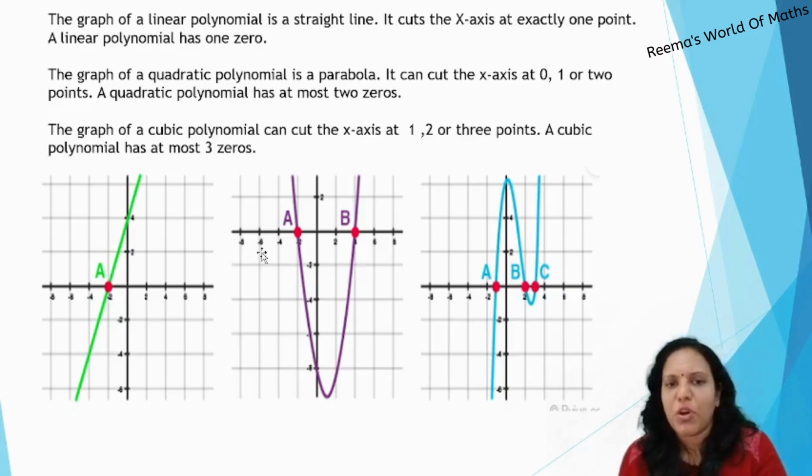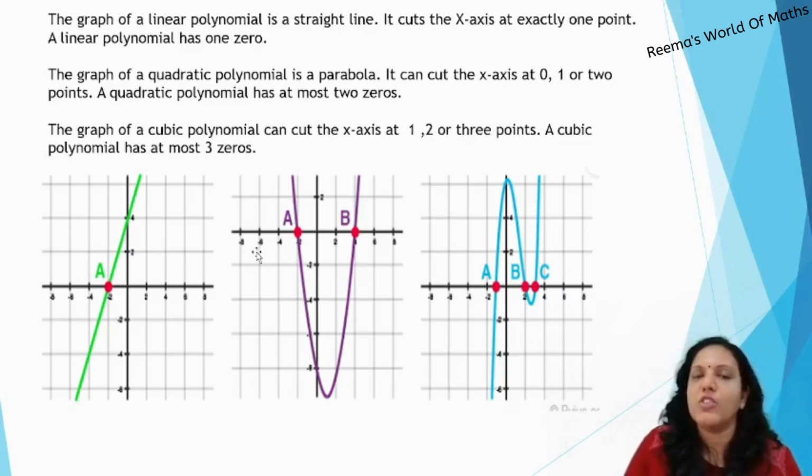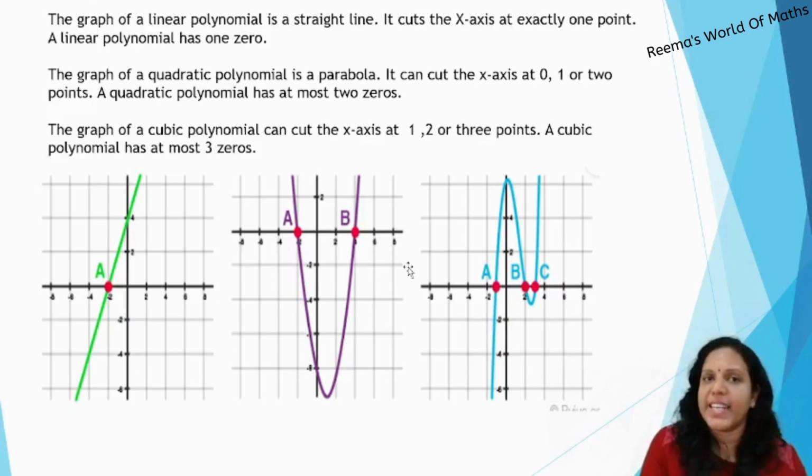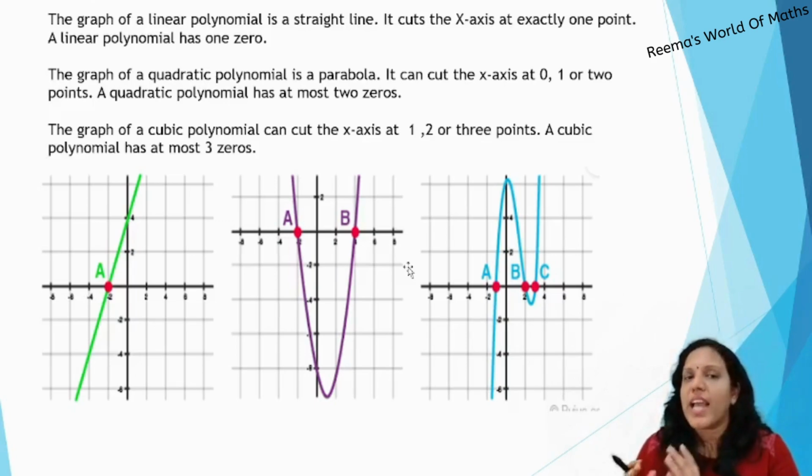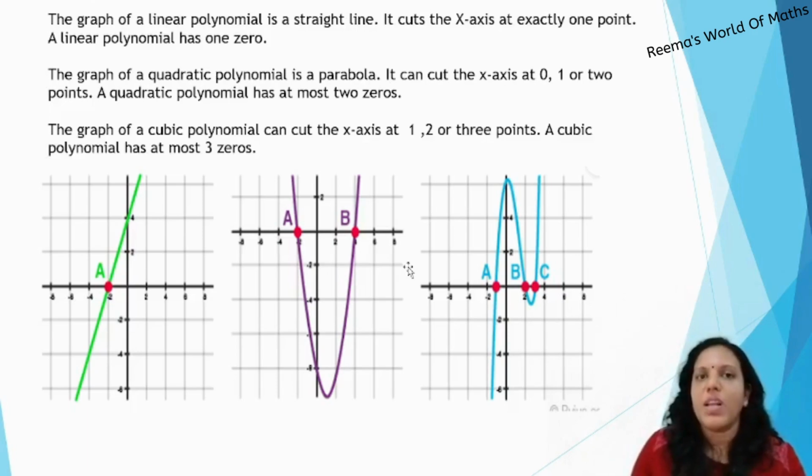And the graph of a cubic polynomial can cut the x-axis at 1, 2 or 3 points. A cubic polynomial has at most 3 zeros. So we have learned the relationship between the polynomials, the degree of the polynomial and the zeros. According to the degree, a polynomial with degree n can have at most n zeros, and at as many zeros the graph will intersect the x-axis.